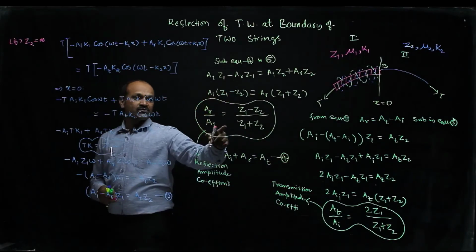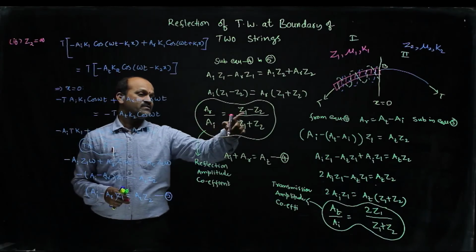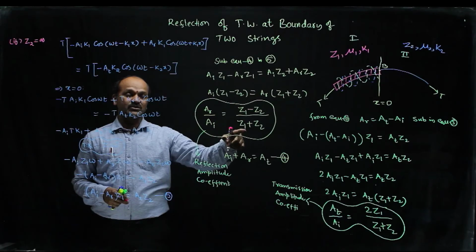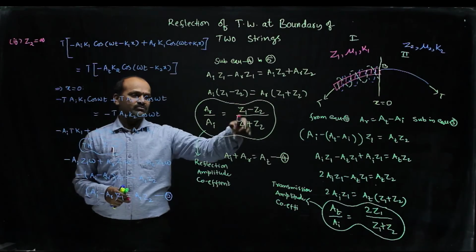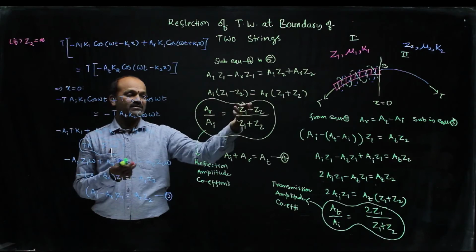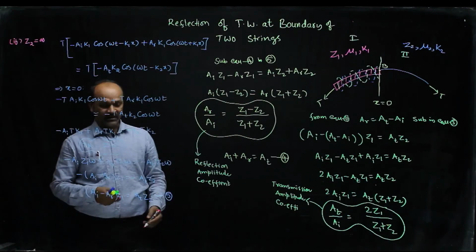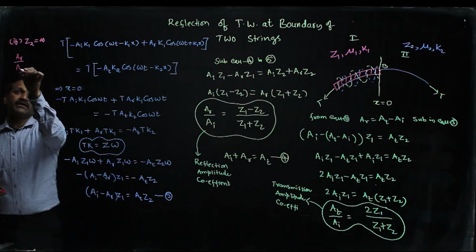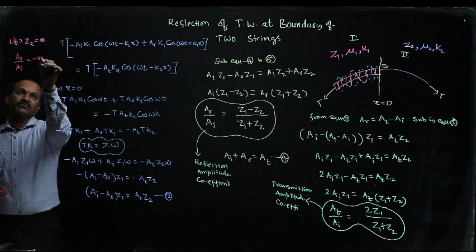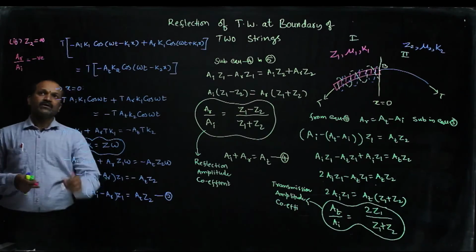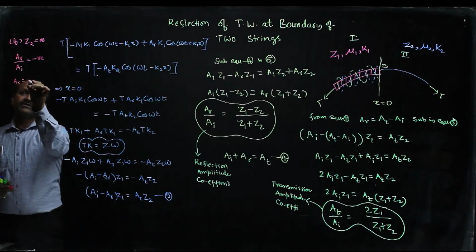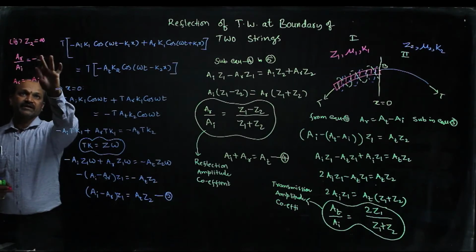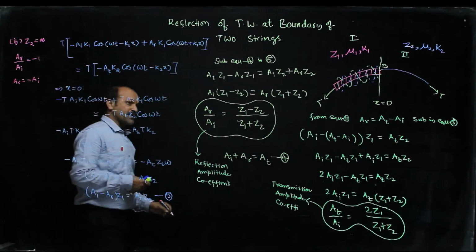We'll see. When Z2 is infinite, AR by AI is Z1 minus Z2, so here we get a negative value, divided by Z1 plus Z2, here infinite. So overall we can think of minus infinite by infinite. That is, if Z2 is infinite, AR by AI we get a negative value. That means AR is equal to minus AI, negative 1 we can write. So AR is equal to minus AI.